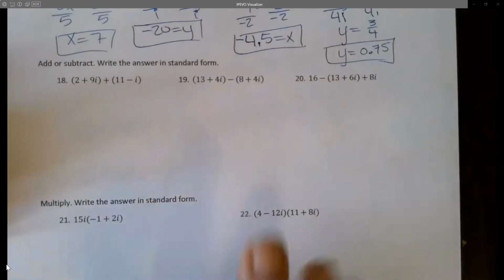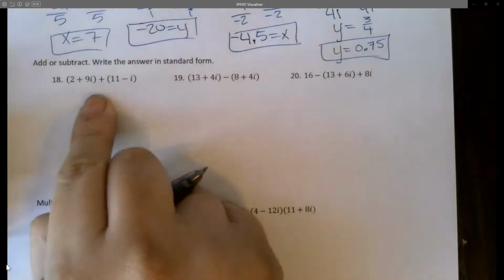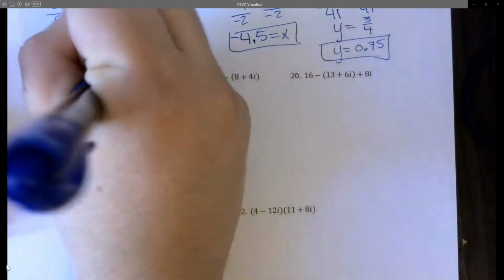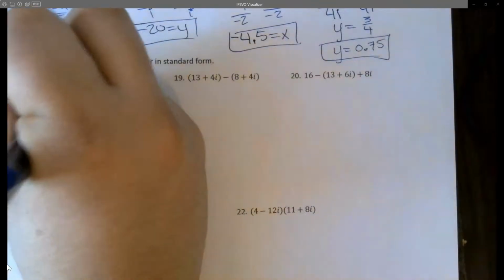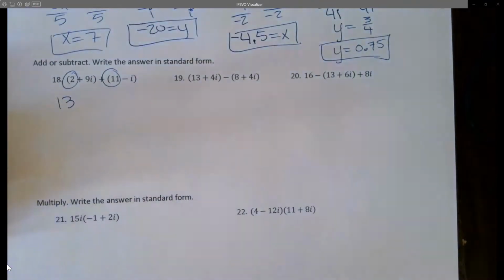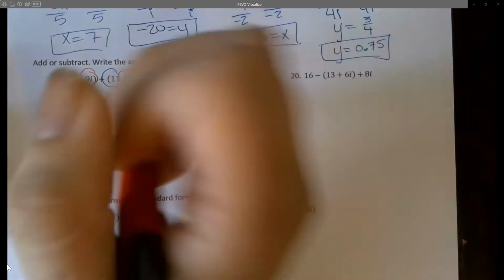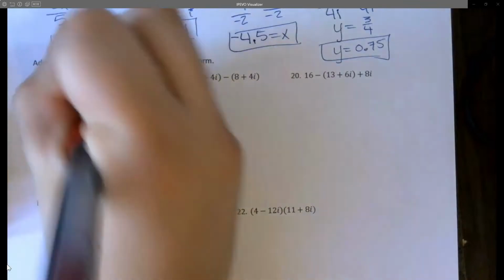Number 18 wants me to add or subtract. 18 is adding, so I'm combining like terms. I don't have to worry about distributing. 2 plus 11 gets me 13. Then I want to combine my imaginary parts. I have 9i minus 1i, which has a secret 1, which gets me 8i.